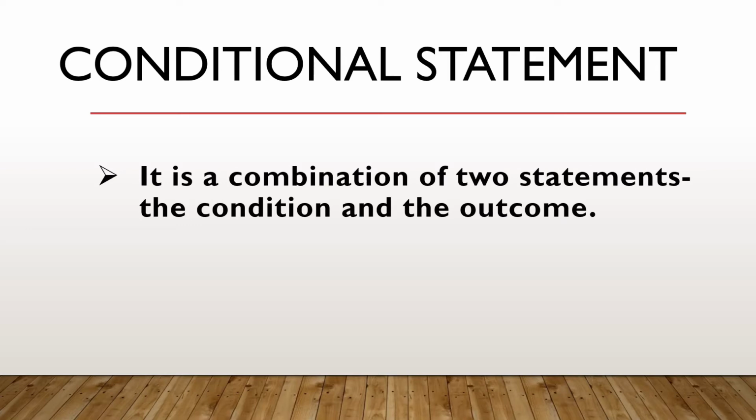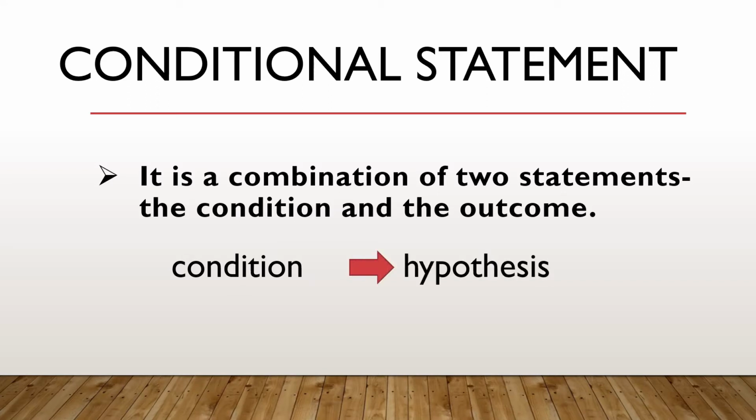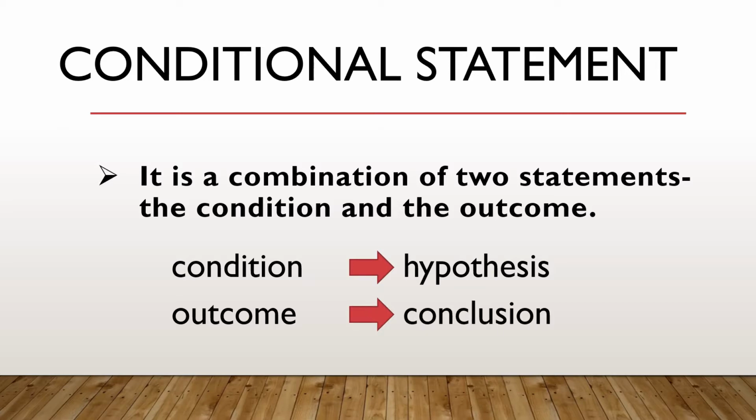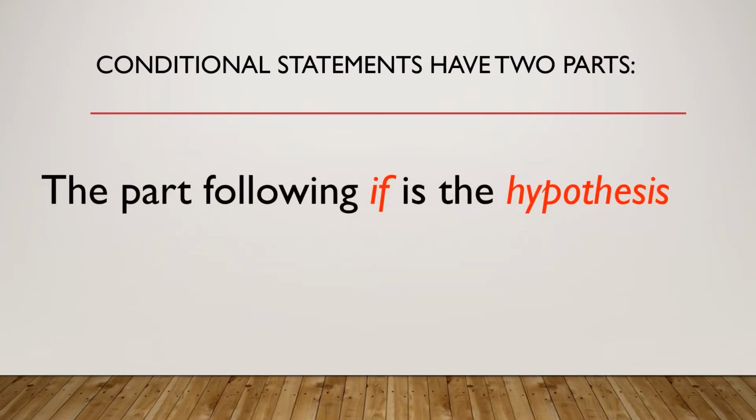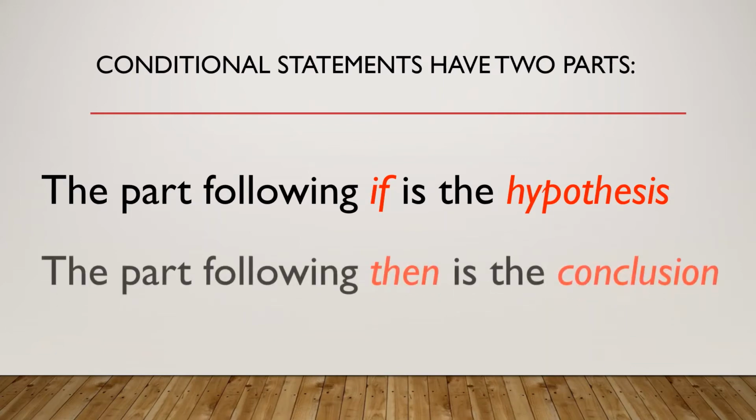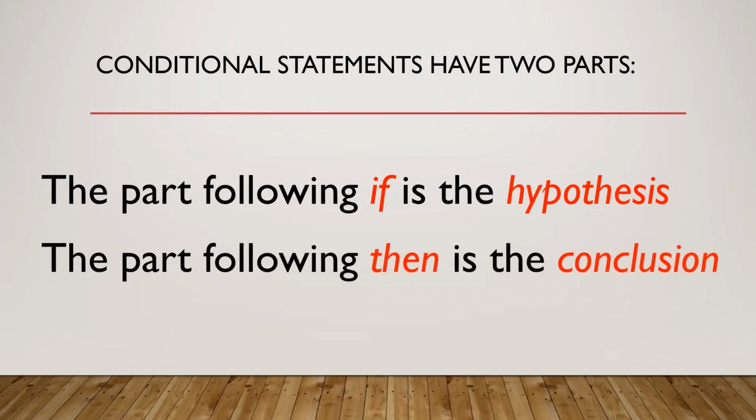What is a conditional statement? It is a combination of two statements, the condition and the outcome. The condition is what we call the hypothesis, and the outcome is the conclusion. In conditional statements, we have two parts. The part following if is the hypothesis, and the part following then is the conclusion.